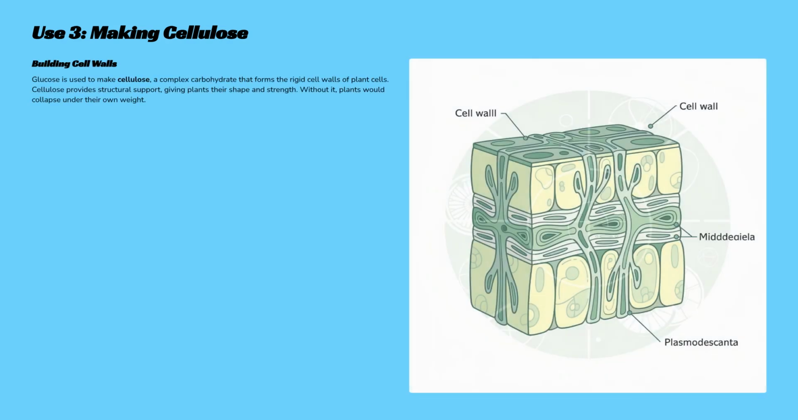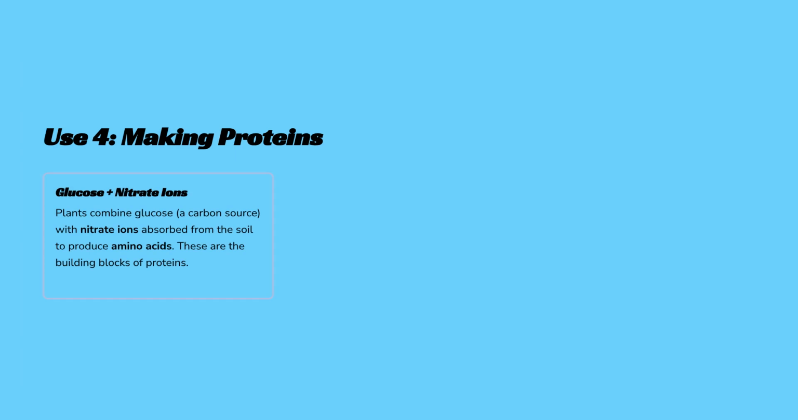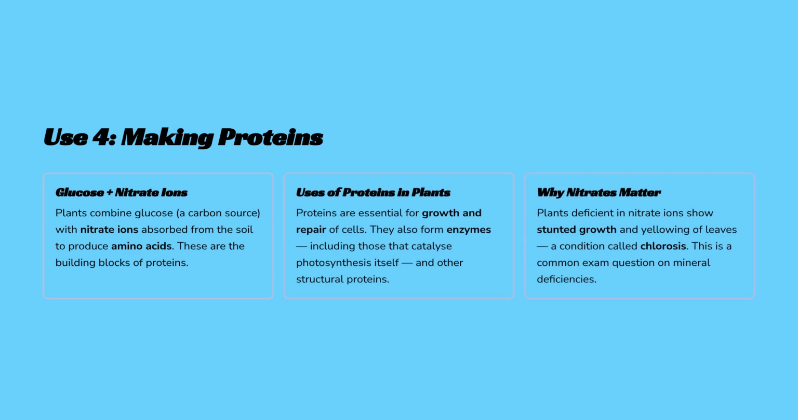Use 3, making cellulose. Glucose is used to make cellulose, a complex carbohydrate that forms plant cell walls. Cellulose provides essential structural support, giving plants their shape and strength. Use 4. Making proteins. Plants combine glucose with nitrate ions, absorbed from the soil, to produce amino acids. These amino acids are the building blocks for proteins, which are vital for growth, repair, and forming enzymes.